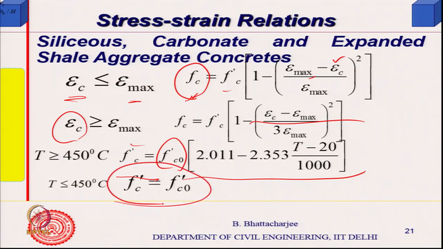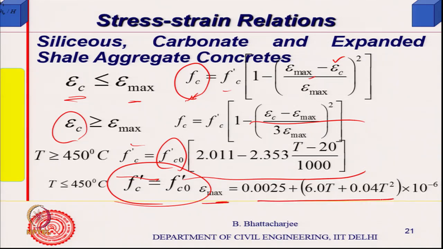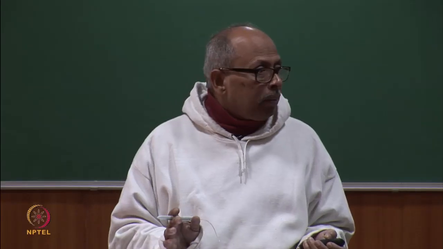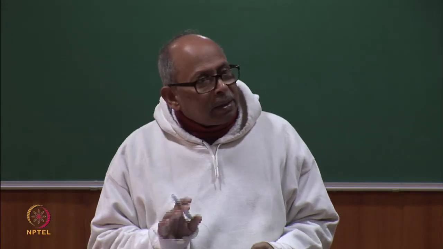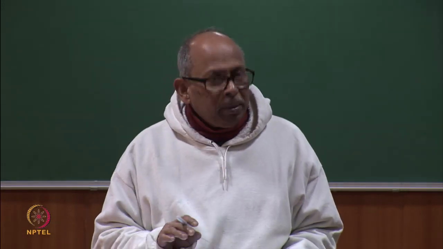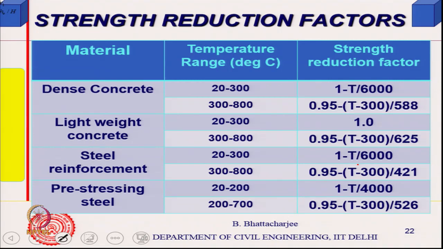Greater than 450, this is the value. So, epsilon max is given by this formula as a function of temperature. So, one can obtain stress strain relationship of concrete depending upon the temperature, if one is interested in calculating detailed mechanical performance, right. But in the simple case, this is simple, easy to even remember. This can be used in post fire residual evaluation as well.